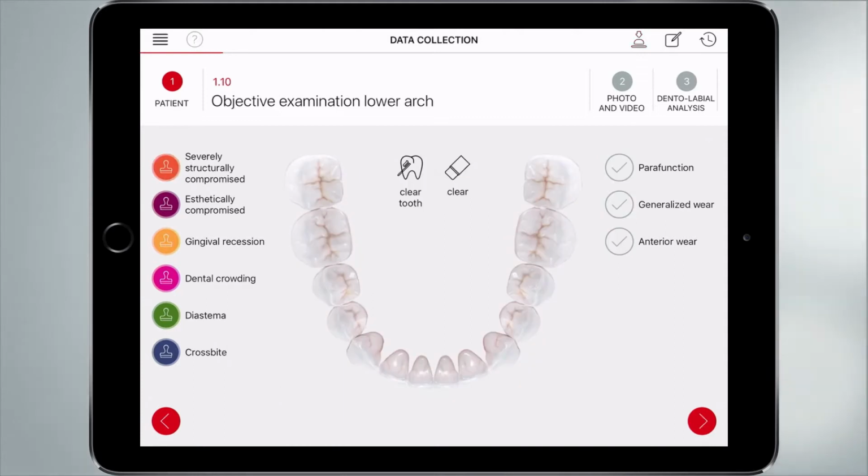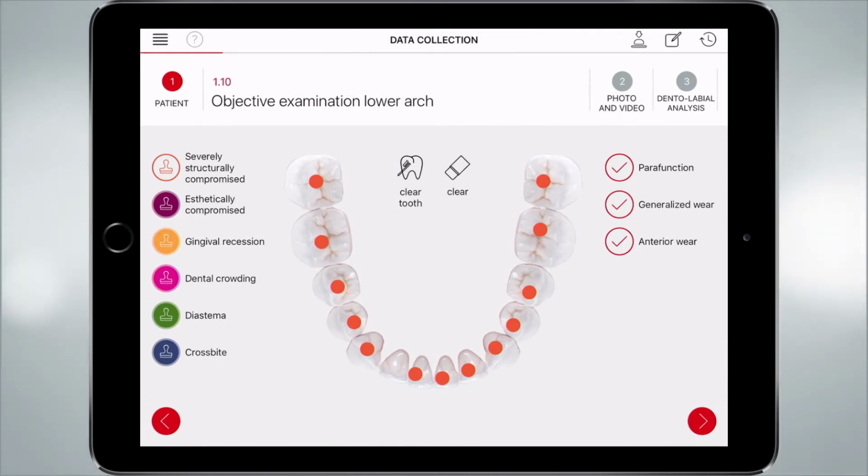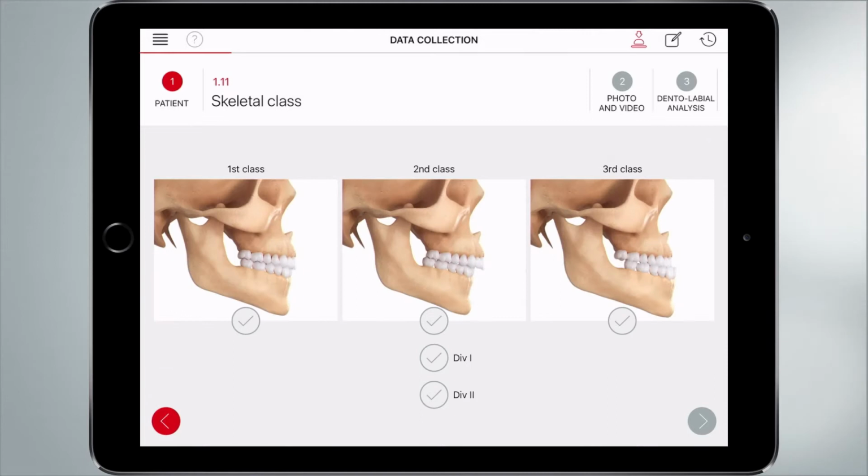We are now on the 1.10 and we are examining the lower arch. Similar situation: parafunction, generalized wear, anterior wear, and we can again push severely structurally compromised teeth. All the teeth are really compromised anteriorly and posteriorly. So now all the data will be collected by the app itself. It will be working really great over time. We'll see later. So we go ahead. And now we have the 1.11, skeletal class is 1.